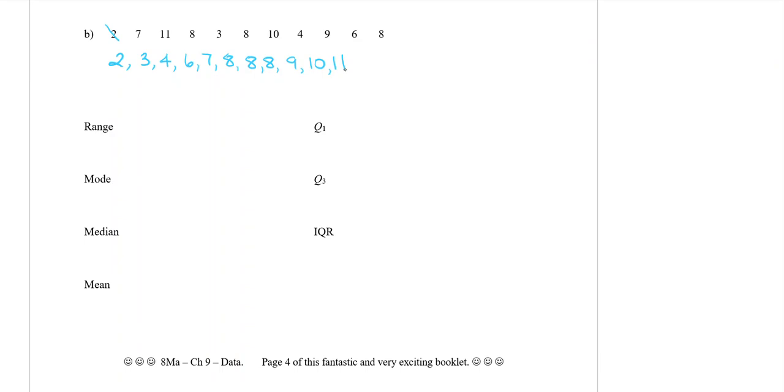First of all, the range. Range is the highest minus the lowest. So 11 take away 2 is 9. Mode stands for, what is it? Mode is for most. Mode and most. Is there a number that happens the most? 8. Correct.